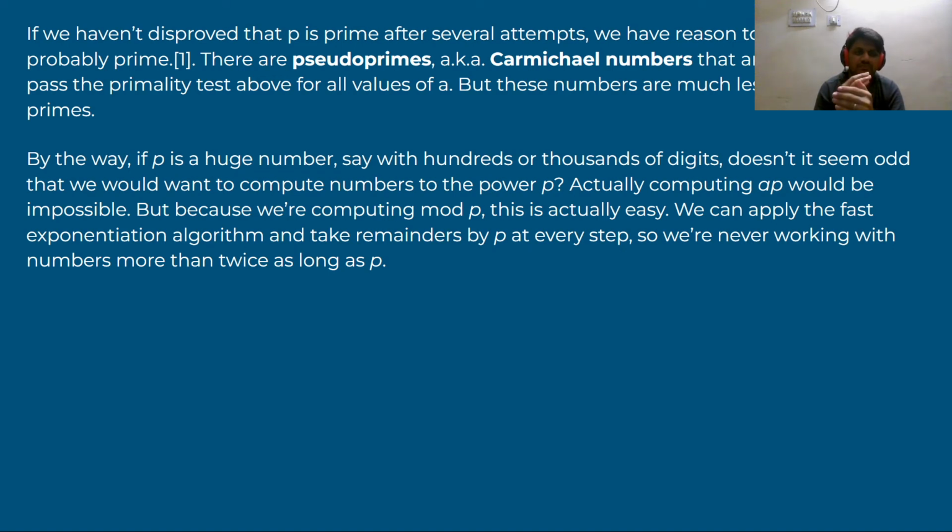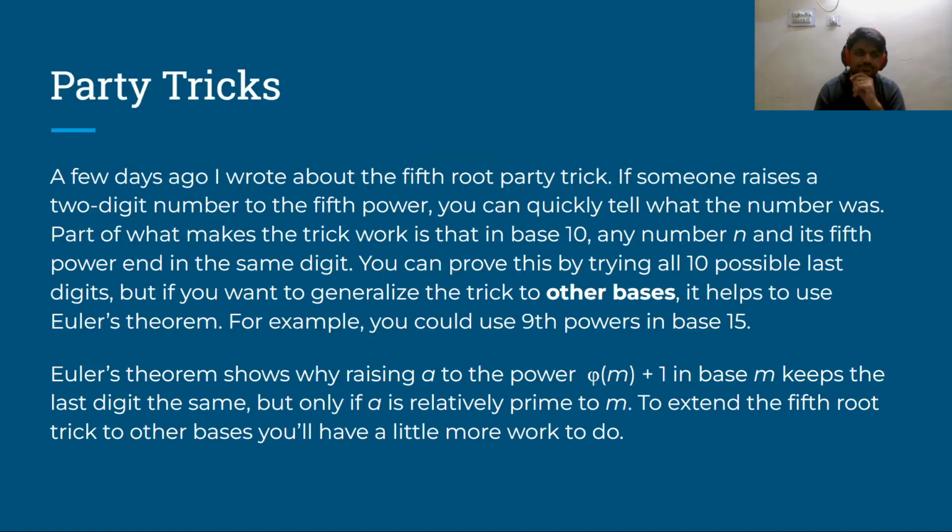By the way, if p is a huge number, say with hundreds or thousands of digits, it might seem odd that we would want to compute a to the power p. Actually, computing a^p directly would be impossible, but because we are computing mod p, this is actually easy. We can apply the fast exponentiation algorithm and take the remainder by p at every step. So we are never working with numbers more than twice as long as p.